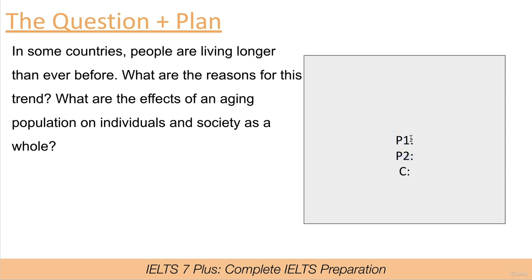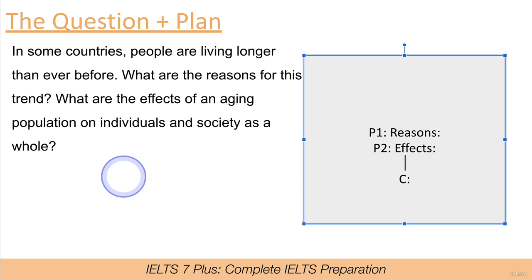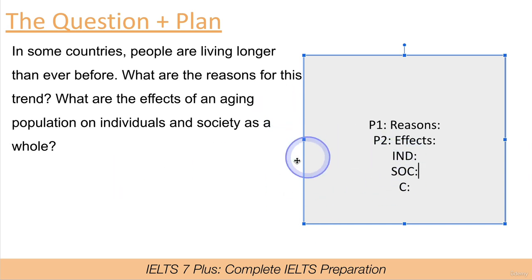In some countries, people are living longer than ever before. What are the reasons for this trend? What are the effects of an aging population on individuals and society as a whole? Right, so I'm going to think about the reasons in paragraph 1, and then I'm going to think about the effects, both on an individual and in a society. Those are my shorthand for those.